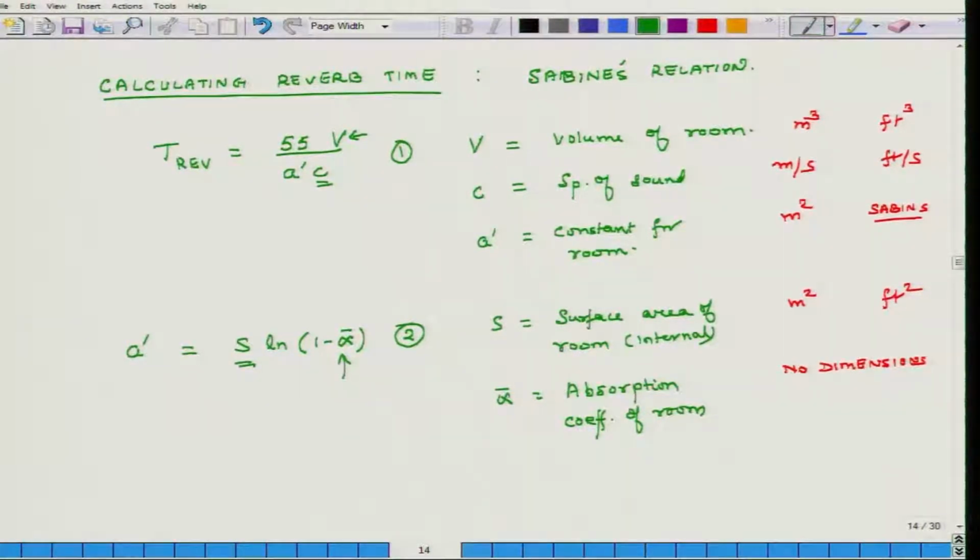So with that we conclude our discussion for today, and in the next class we will continue this discussion and also learn how to calculate alpha bar for a room. Thank you.